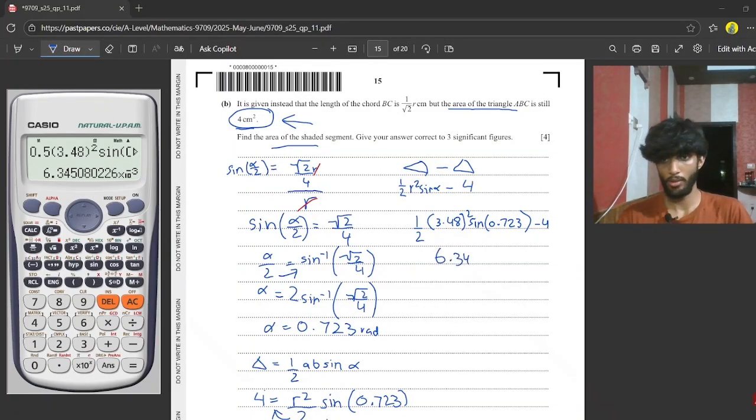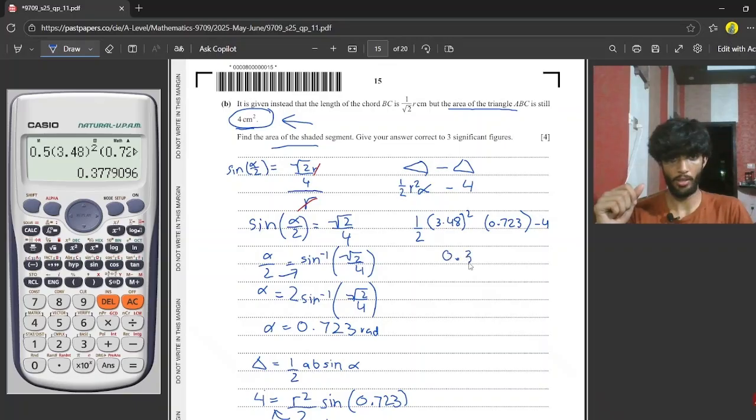Wait, I made a mistake. I'm sorry. This was not sine alpha. This is just going to be alpha. 1 by 2 r squared alpha. I'm so sorry, but this is where I made a mistake. I can erase this, and simply what I'm supposed to do is get rid of this bracket, and get rid of this bracket. And these two things are multiplying with each other. Put a bracket around that, and this is going to be 0.378 centimeter cubed. That is the area of the shaded segment.